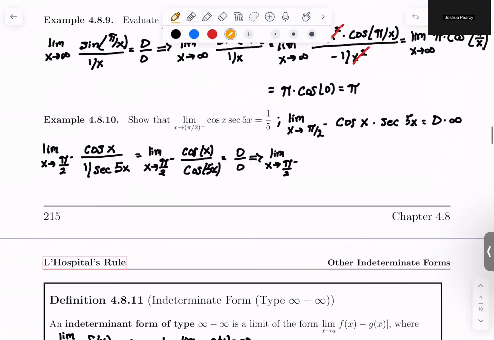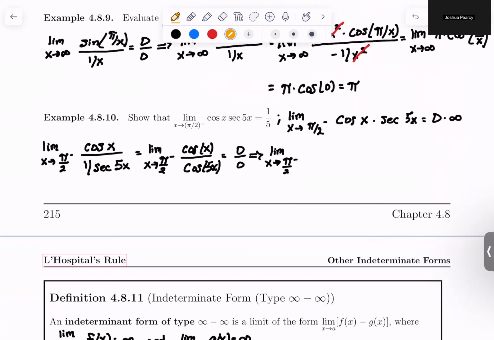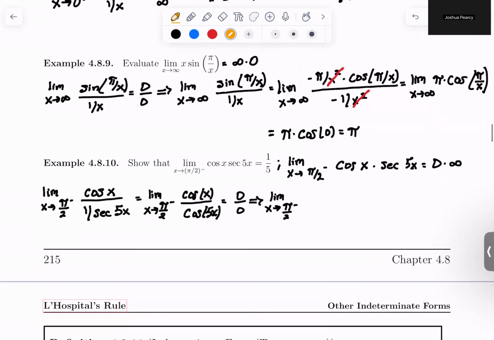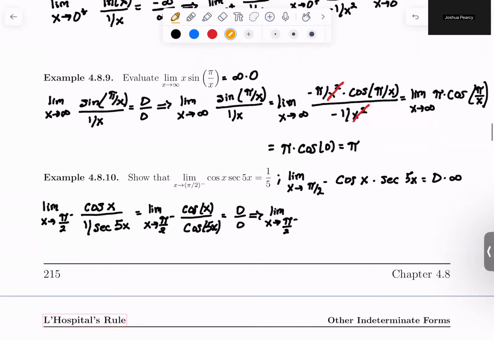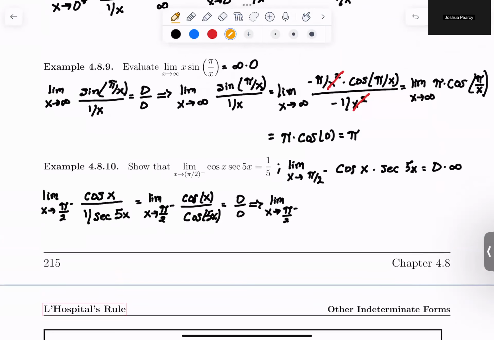So now this one here is one of those show-that problems again. Show that the limit as x approaches pi over 2 from the left of cosine x times secant of 5x is 1/5. So here we need to figure out if we have the type that we want, 0 times infinity. Whenever we plug in pi over 2 into cosine x, this gives us 0. And when we plug in pi over 2 coming from the left into secant of 5x, it goes to infinity. So what we can do is write secant of 5x as 1 over cosine of 5x.